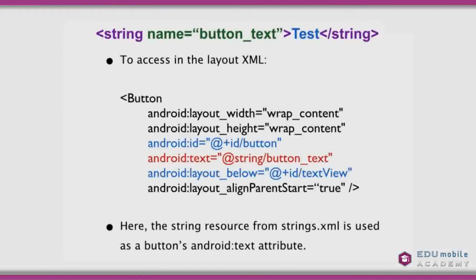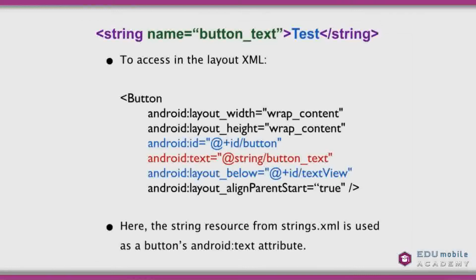Now notice I've also grabbed and highlighted the android:id. You can see that. And also look at android:layout below that attribute, and it refers to another ID called textView. So this says this button in the layout will appear below that text view, and this becomes very important later. There is something I'm doing in the demo that you want to pay attention to, but this is a layout attribute that we can also set up in code. So here, the string resource from strings.xml is used as a button's android:text attribute.